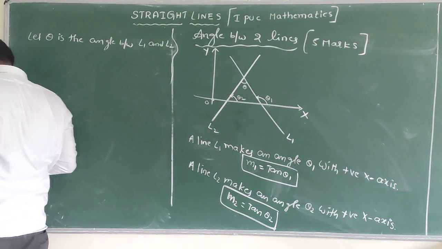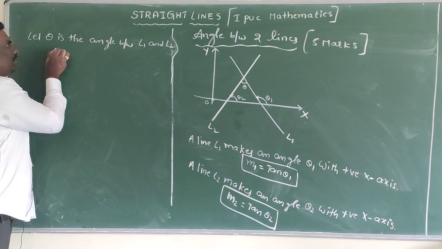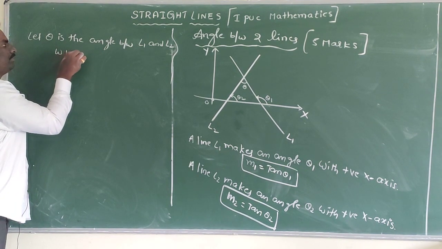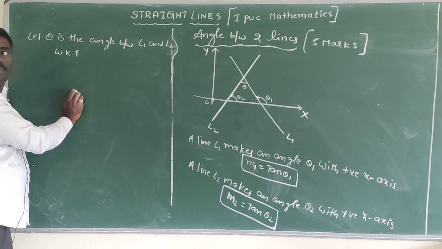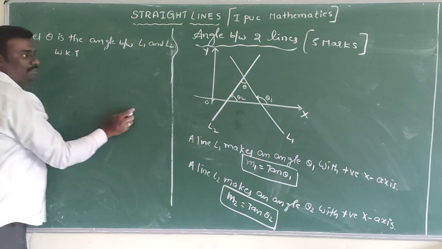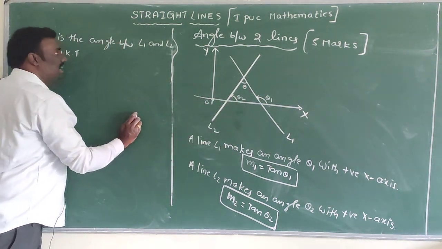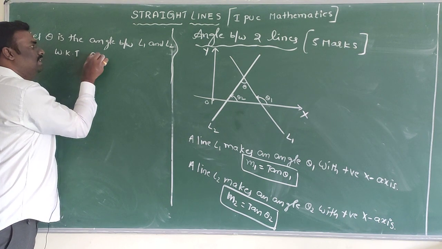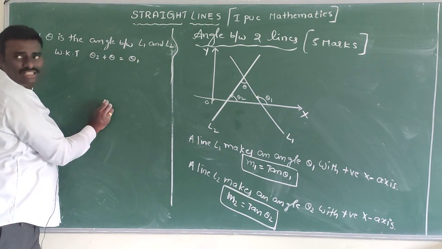Okay, here I took the angle as an acute angle. We know that the sum of two interior angles is equal to the opposite exterior angle. These two are the interior angles and this is the exterior angle. That is, theta 2 plus theta is equal to the exterior angle theta 1.